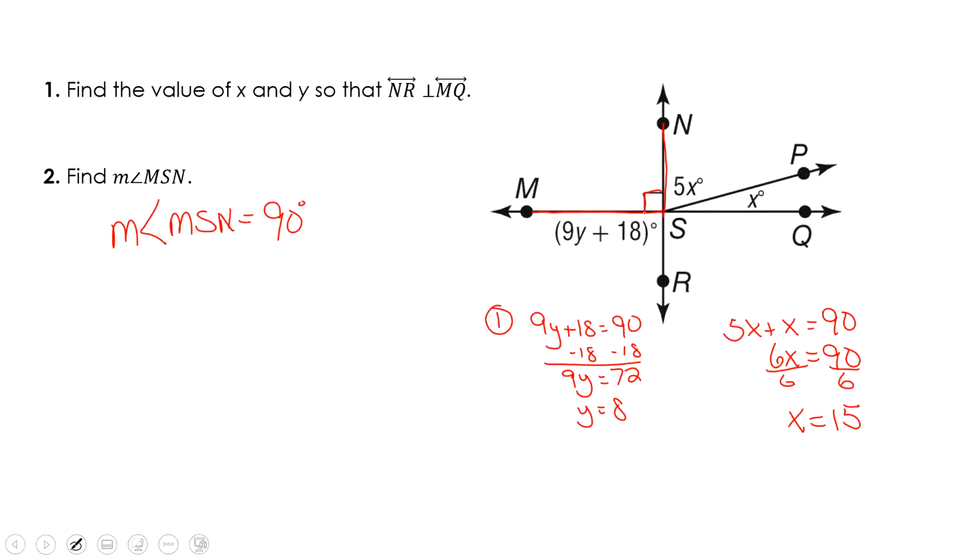Number 1, we're going to set each of those equal to 90. So the first one is 9y plus 18 has to equal 90. So y equals 8. The other one is 5x plus x equals 90. So it's 6x equals 90. So x is 15. That makes sense? Everybody seeing this?